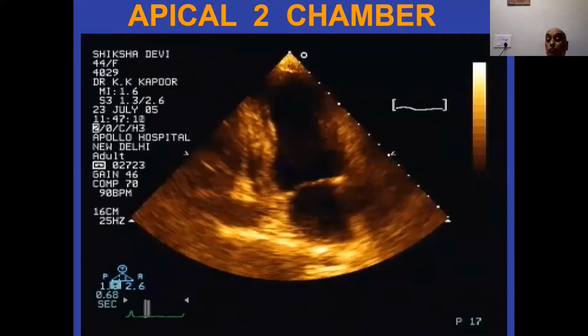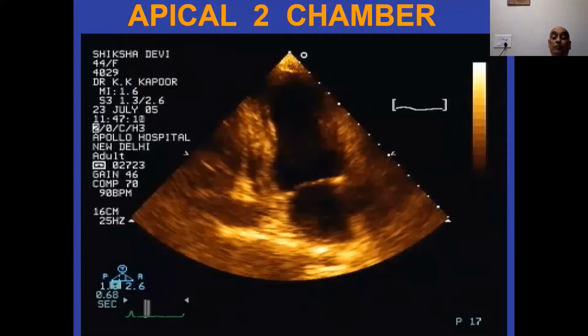And as you rotate counterclockwise, you're going to get the inferior wall on the left and the anterior wall on the right. The inferior wall is the territory of the right coronary artery. The anterior wall is the diagonal territory, that is the diagonal branches of the left anterior descending artery. And you can also see the atrial appendage, so this is a good view to look at the atrial appendage.